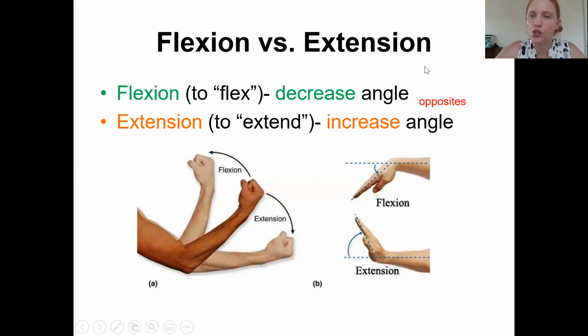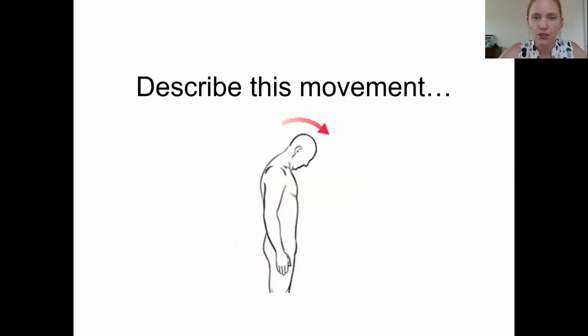Okay, so those are opposites, but you can group them together. Remember that they come in opposing pairs. So let's test it. So if I were standing here and I look down, okay, what did I do to the angle there? Okay, so the angle from here to here has decreased, and so this would be an example of flexion. So you could say that he flexed his head or he had flexion of the spine.